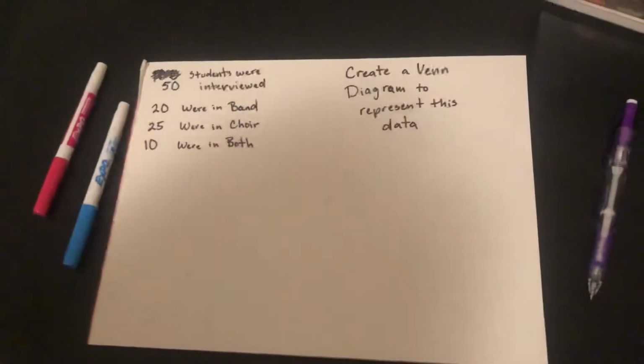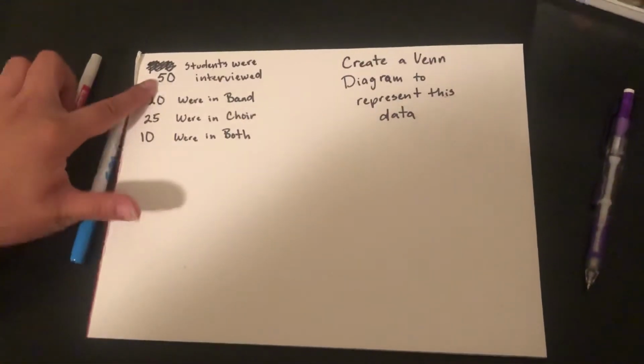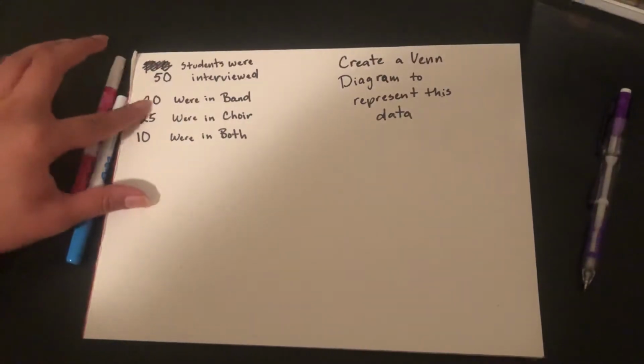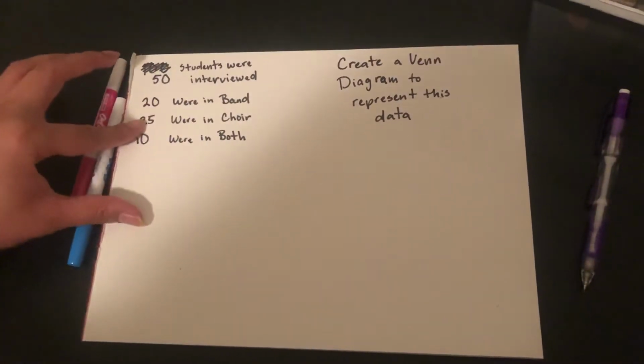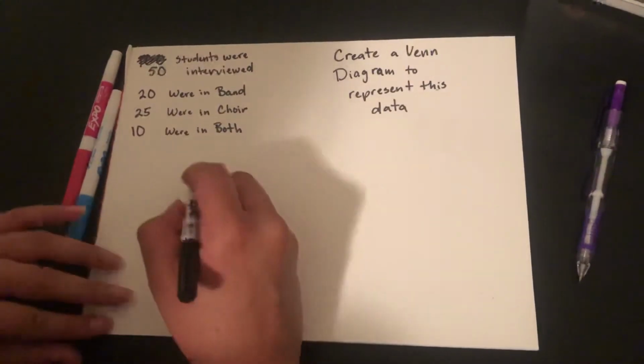So what we have here is our situation. Our situation is that there's 50 students who were interviewed, 20 of them were in band, 25 were in choir, and then 10 were in both. So what we're gonna do is we're gonna create our Venn diagram.